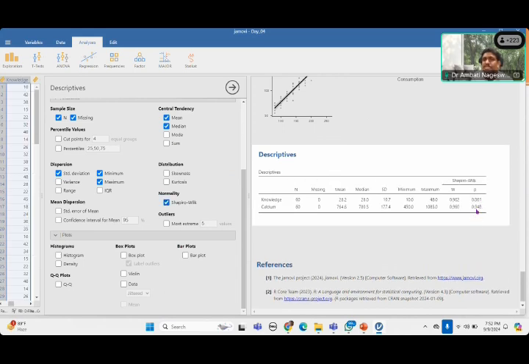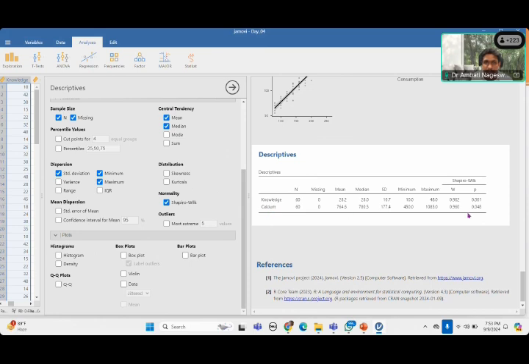Look at the results here. For the knowledge test score, it is greater than 0.05. We got the result 0.06. It means it is greater than 0.05, so our data is distributed normally. I'm repeating again: as a part of the normality test, our p-value is greater than 0.05. It means the knowledge test score data is normally distributed.